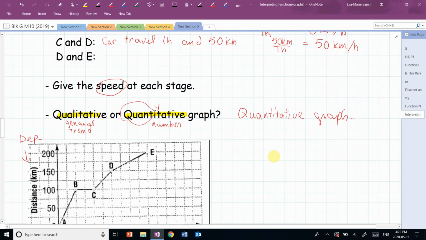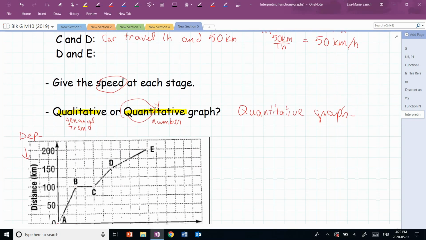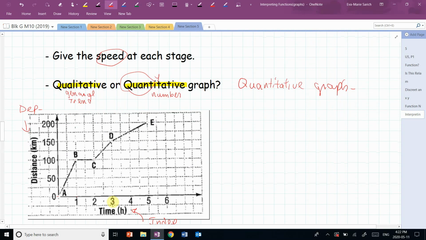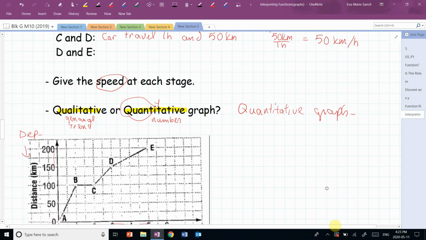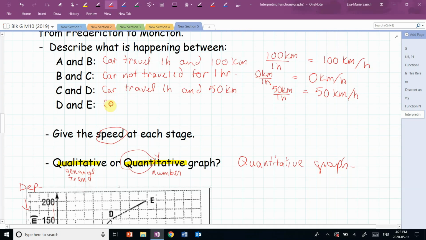Okay, let's look at D to E. Now from D to E, they're going from hour 3 to hour 5. So that's gone 2 hours now. And how much have they traveled? They've traveled from 150 to 200 kilometers. So the amount that they've gone up has been only 50 kilometers. So the car has traveled 2 hours, and in those 2 hours, they have only gone 50 kilometers.